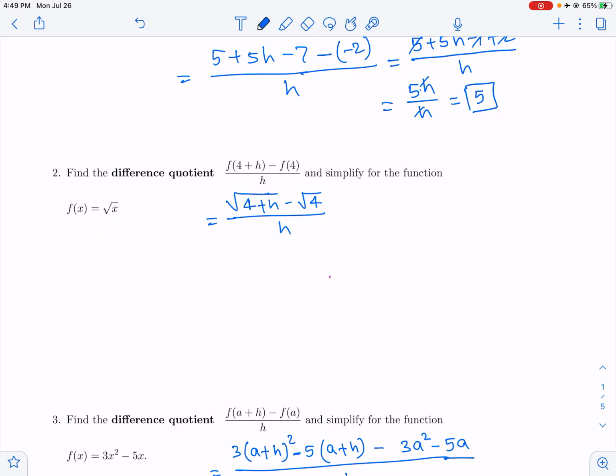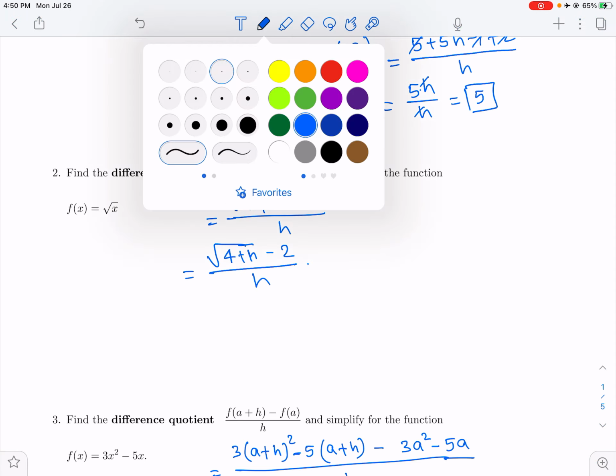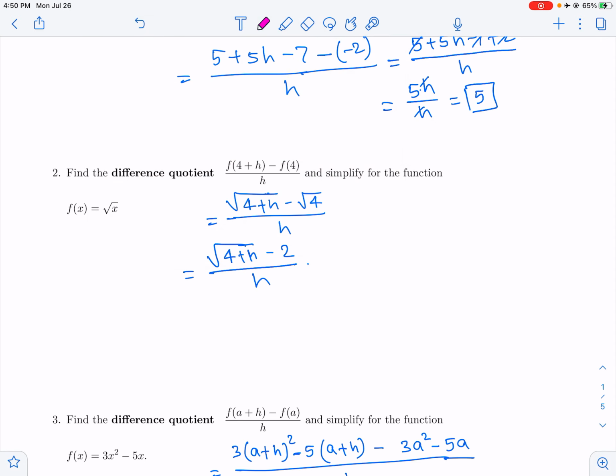Now we need to simplify, that means we need to rationalize. Root of 4 plus h, at least we can find the square root of 4, which is 2, all over h. Now we multiply by the conjugate of the top, so multiply by root of 4 plus h, the negative means plus 2, same thing on the bottom.